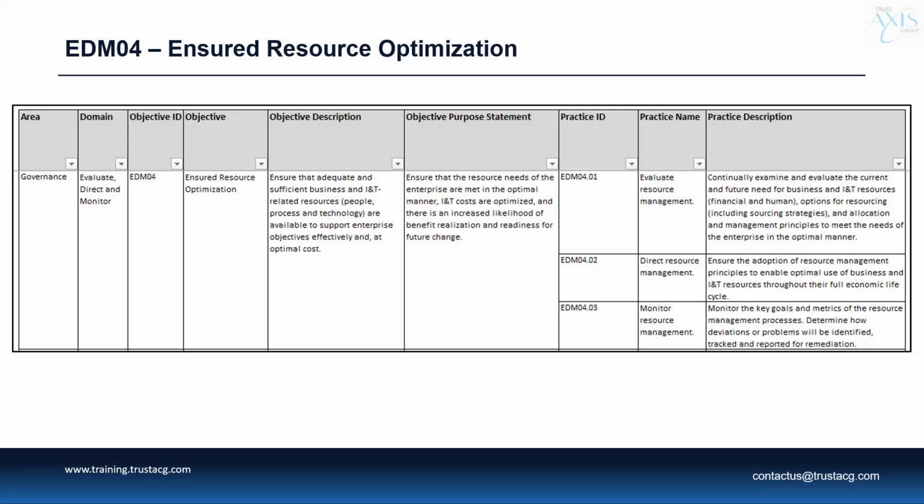Okay. So let's focus on understanding what this governance objective is all about. This governance objective will ensure that adequate and sufficient business and IT resources like people, process, and technology are available to support your enterprise objectives, that they are effectively managed and at an optimal cost. Okay. So this will ensure that your enterprise resource needs are met in a very optimal manner, your IT costs are controlled, and that the organization is prepared for change and continuous improvement in value delivery.